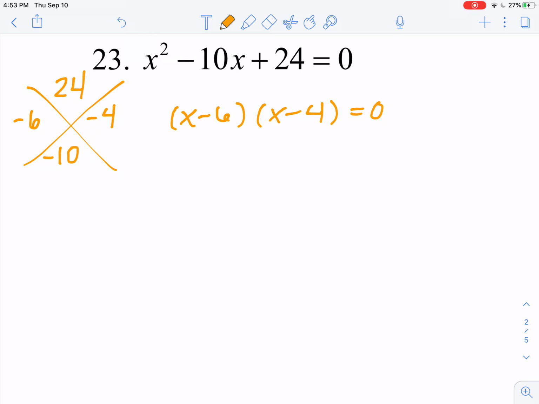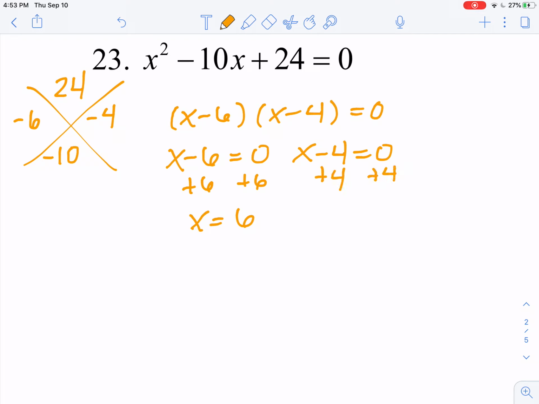And now I set each one equal to 0. So we get x minus 6 equals 0 and x minus 4 equals 0. And so for x minus 6, I'm going to add 6 to both sides, and I get x equals 6. And for x minus 4, I'll add 4 to both sides and get x equals 4. And there's our two solutions for this one.